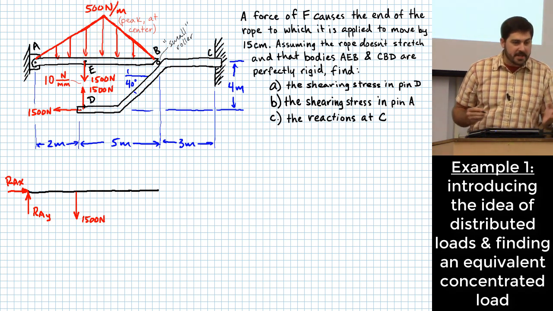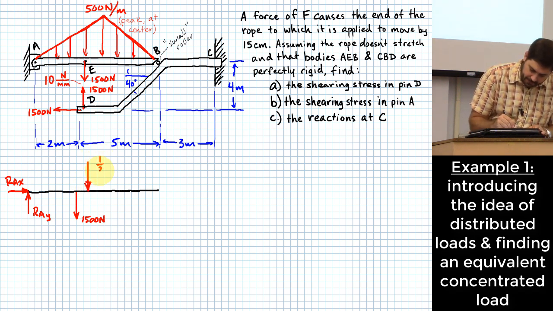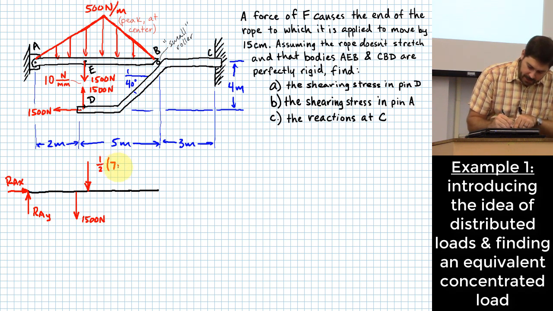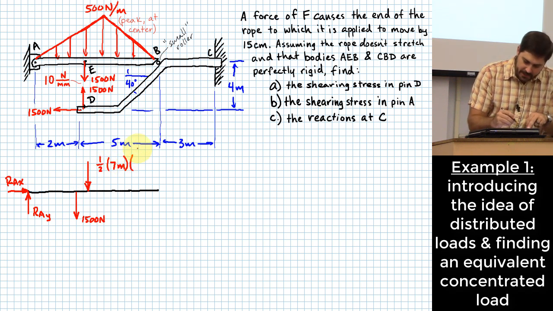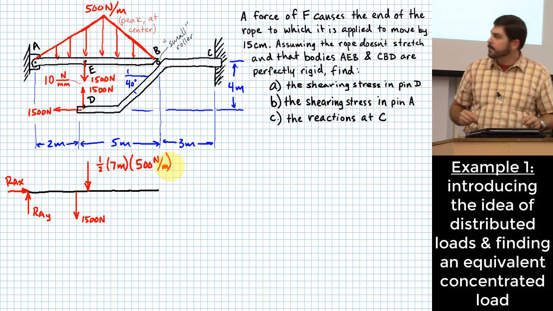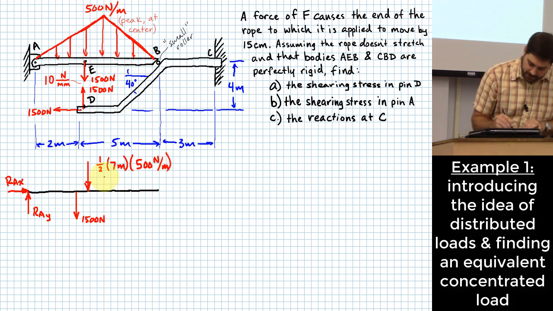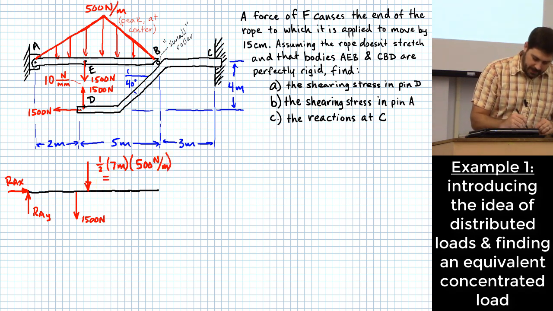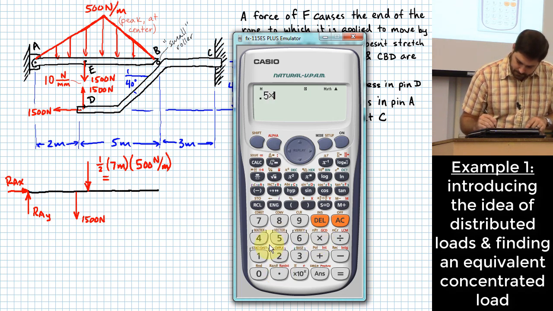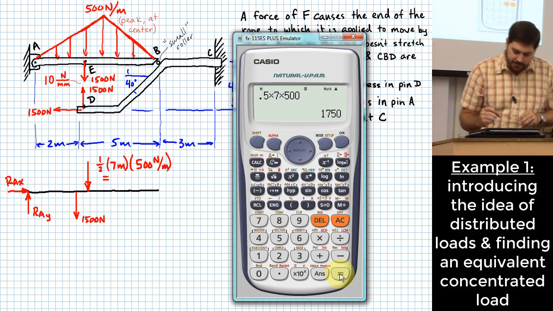1/2 base times height, and this is going to end up being a force that acts here in the middle. I'll say 1/2 of the base. The base is going to be 7 meters times the height. The height is 500 newtons per meter. And you can see there, even the units work out. What do we end up getting there? 1,750 newtons.